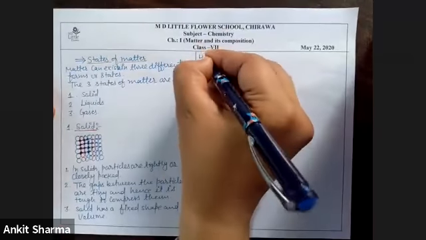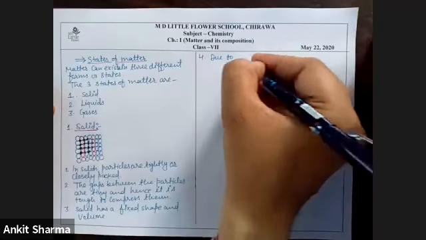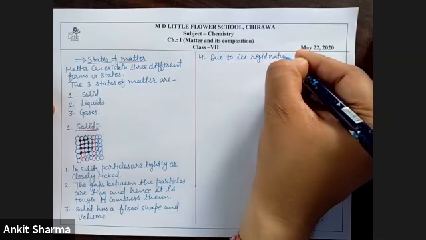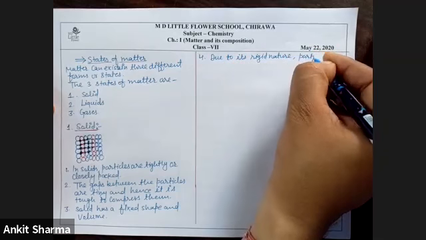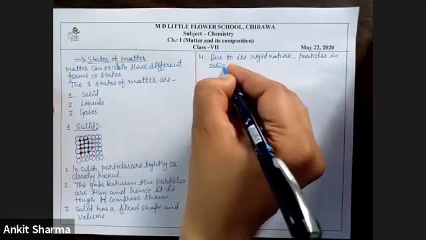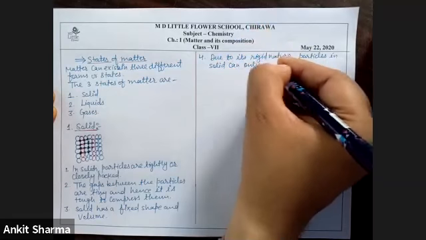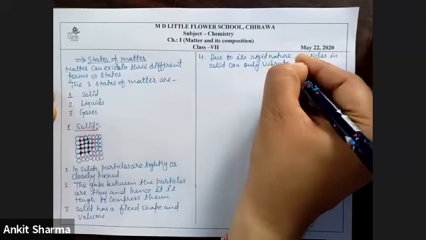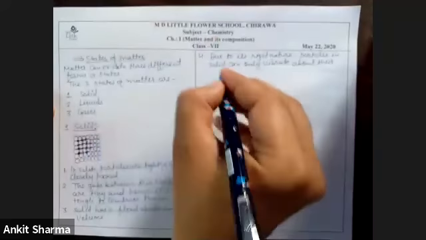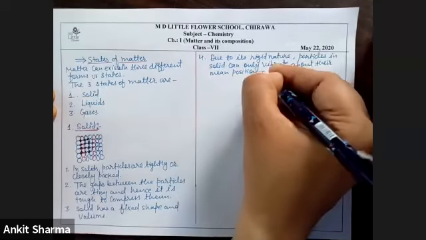Now, fourth point. Due to its rigid nature, particles in solid can only vibrate about their mean position and can't move.